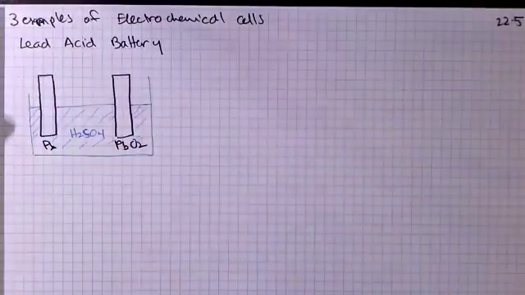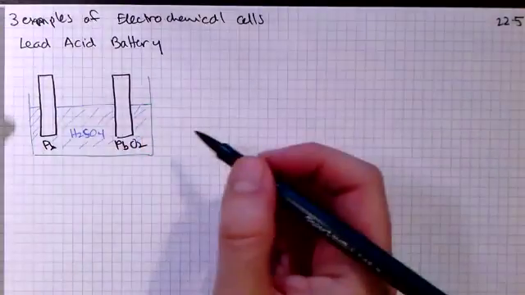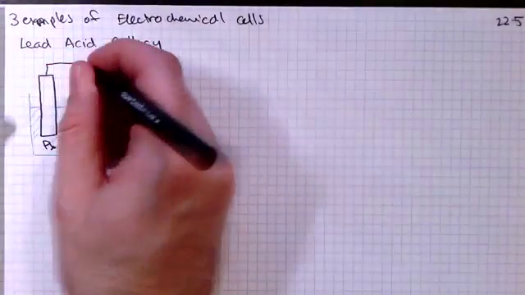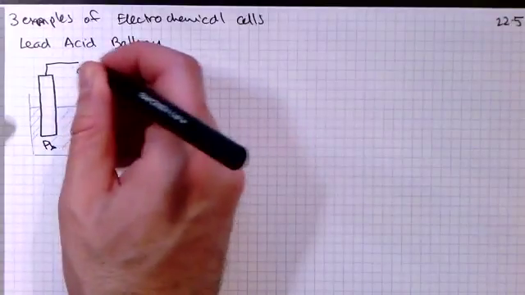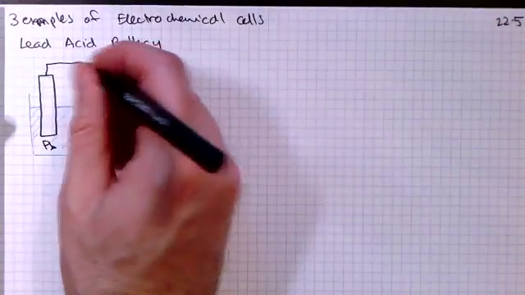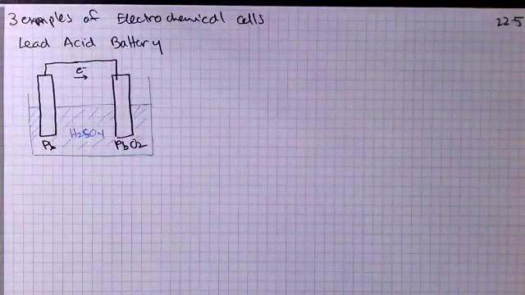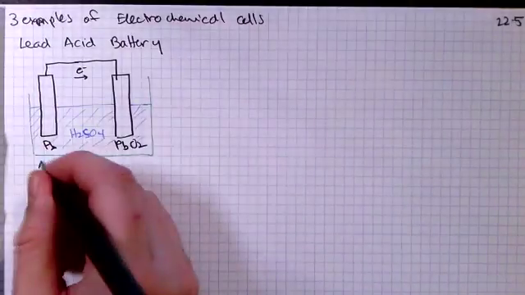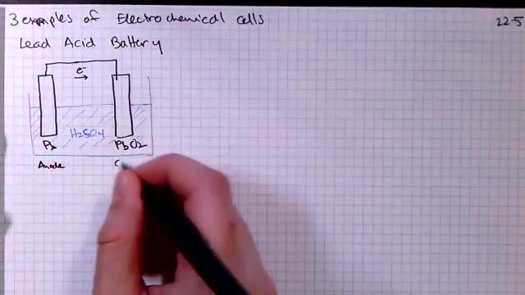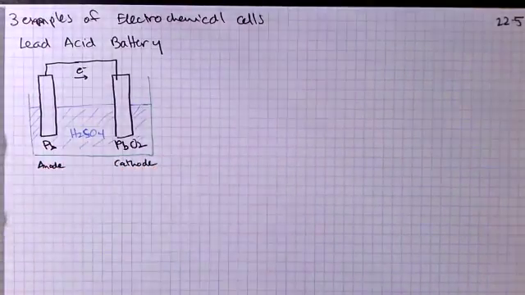And then we have them connected by a wire, right? And typically the electrons are moving from the lead to the lead oxide, right? So we have, this is the anode, and this is the cathode. Okay.